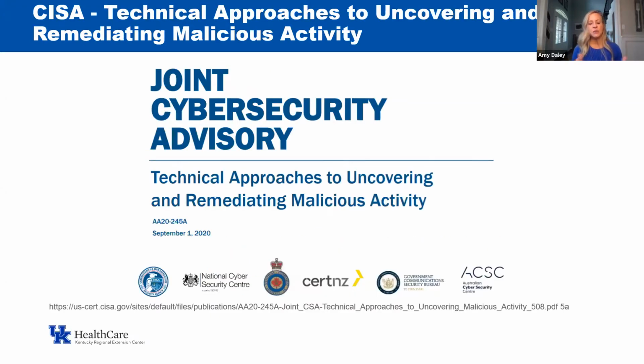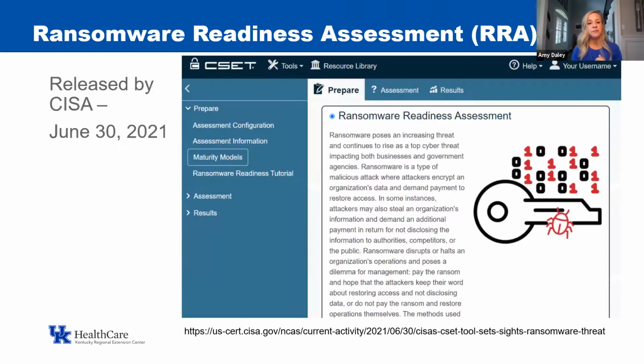And this is just an example of what they might release, or just an example of what they have released. And this is a resource you can use. This is a paper that they released in September of last year about technical approaches to uncovering and remediating malicious activity. Great information for your IT department. They also, I'm excited about this, released a ransomware readiness assessment. Now, I have not used this. We have not tried this out at the REC, but as you can see, it was just released June 30th of this year. So there is a link and resources available for you to go out and share this with your IT department to run this tool on the network.